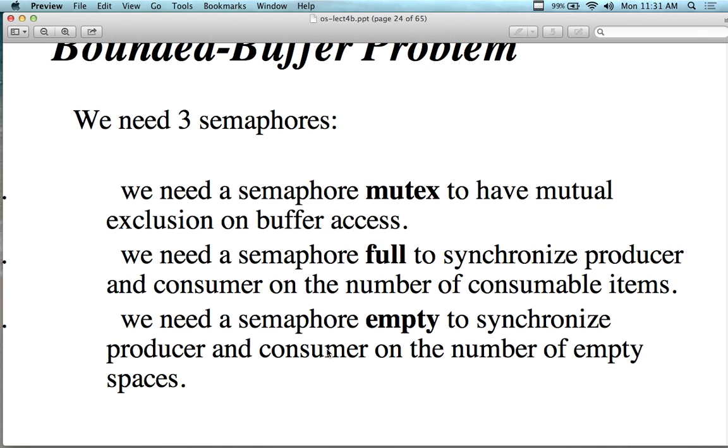So we need a semaphore full to synchronize the producer and the consumer on the number of consumable items. If the buffer is full, there's no need for the producer to go into it anymore. Once the buffer is full, the producer can't produce anymore. It's kind of like you filled it up. So that guy can just wait, hopefully not indefinitely, until the consumer's done. It's like an on, off, and full. It's like a 3 level instead of a 2 level on and off. So on a full condition, the behavior changes.